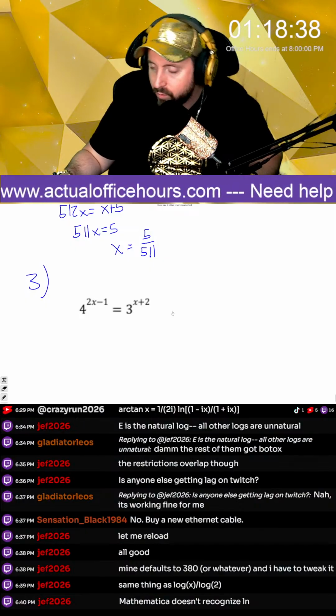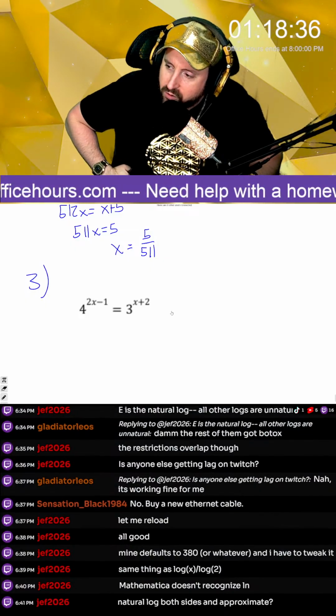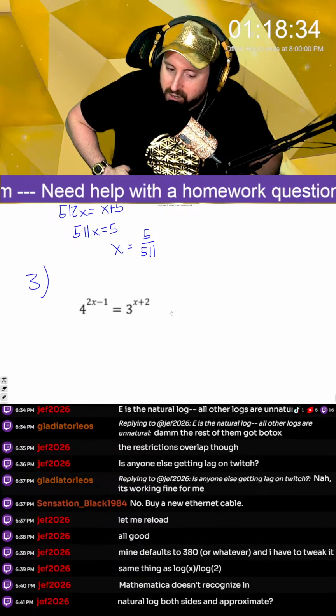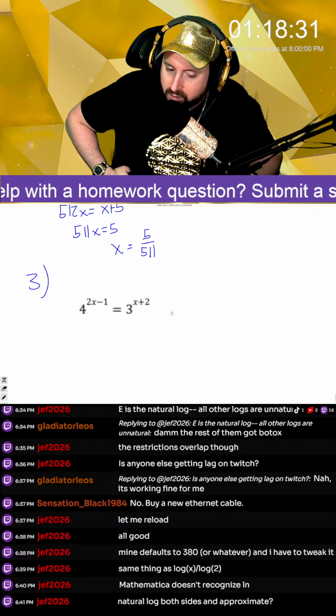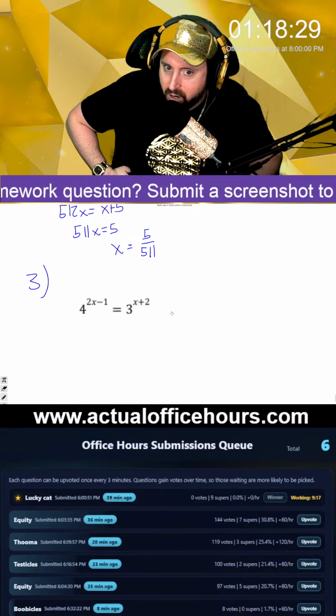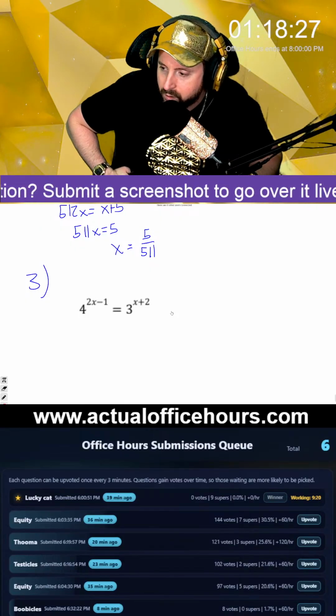So, maybe... what do I want to do here? Natural log both sides and approximate. I was hoping it would be something nice. I guess it's not going to be something nice, right? I was thinking if there's like some common denominator thing of 3 and 4.